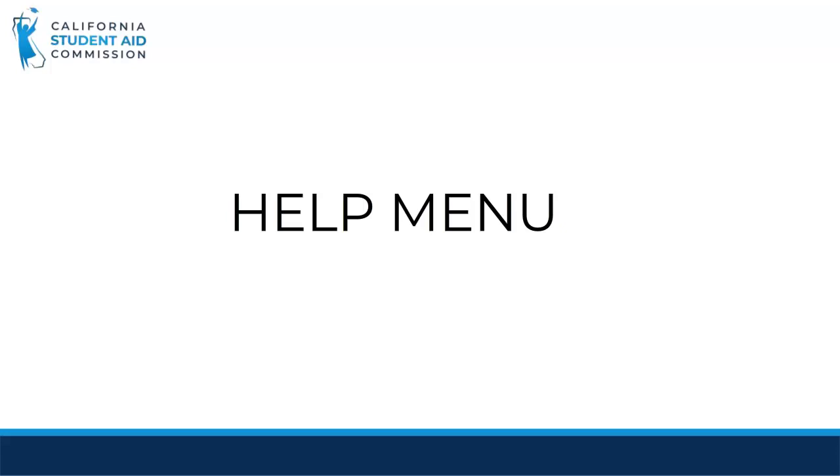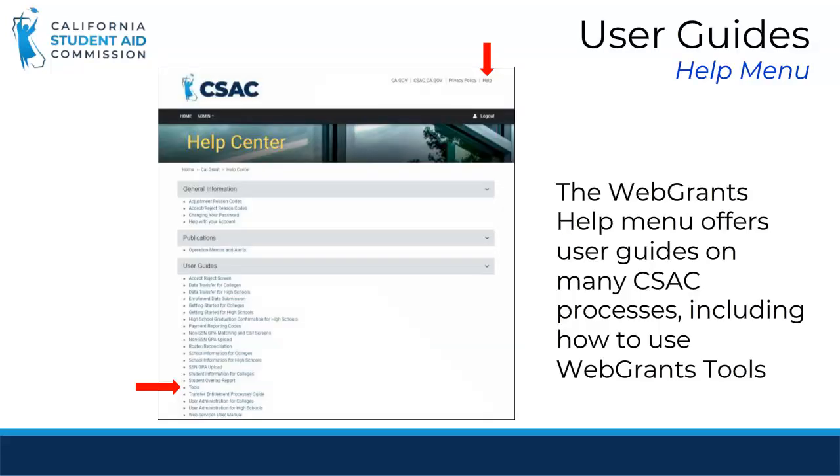The WebGrants Help menu offers user guides on many CSAC processes, including how to use WebGrants tools. We strongly encourage financial aid staff to review the user guides. User guides are available on various topics such as the Accept Reject screen, data transfer, roster and reconciliation, tools, transfer entitlement, and more.